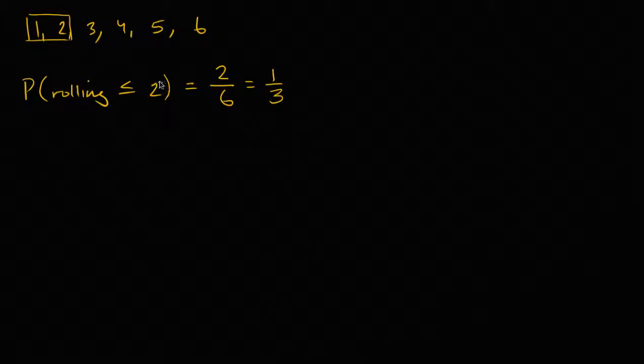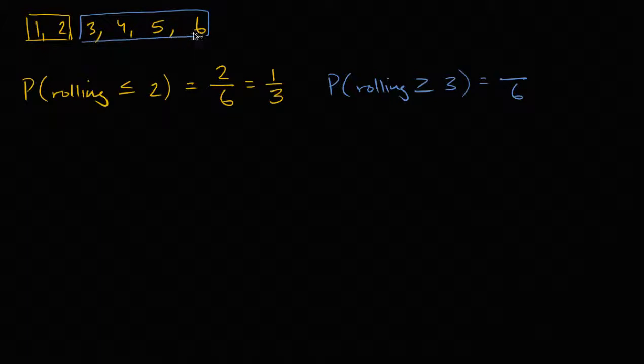Now let's ask ourselves another question. What is the probability of rolling a number greater than or equal to 3? Well, once again, there are six equally likely possibilities. And how many of them involve rolling greater than or equal to 3? Let's see, 1, 2, 3, 4. These possibilities right over here. I could roll a 3, a 4, a 5, or a 6. So 4 out of the 6 equally likely possibilities. Or I could rewrite this as an equivalent fraction as 2/3.